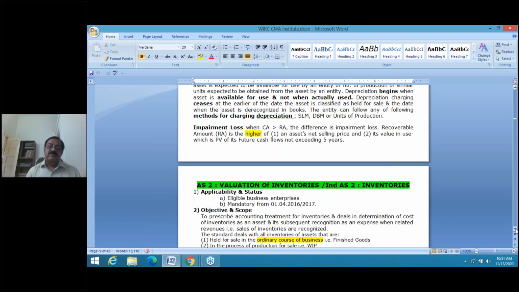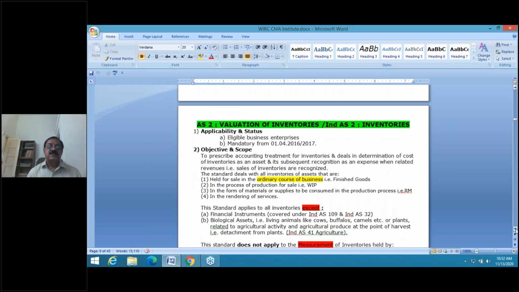But suppose instead of 105, the net selling price is 85. Value in use is 95. So one is 85, the second is 95. The higher is 95, that is the recoverable amount. And this recoverable amount of 95 is lower than your carrying amount of 100 rupees by 5 rupees. So you have to provide an impairment loss of 5 rupees. This will be a similar entry to depreciation to asset. Similarly here, impairment loss to asset will be your entry, and it will be shown in the profit and loss account. So these are some of the important points regarding this.